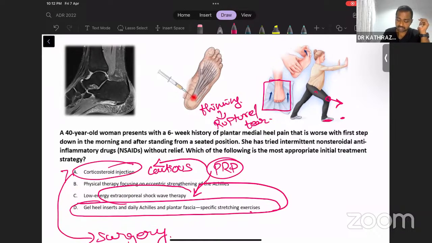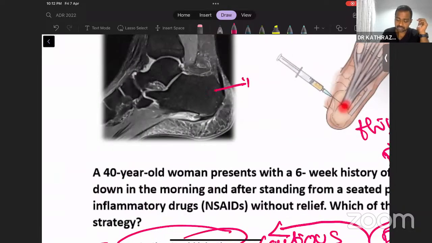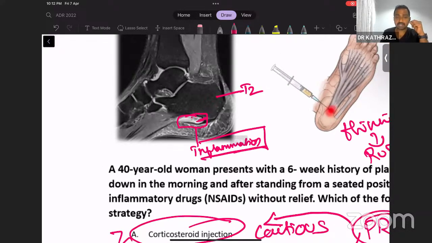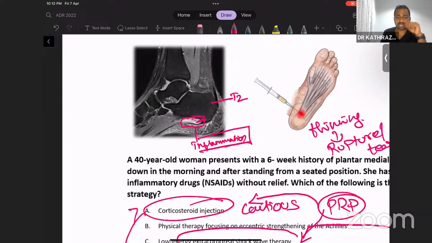Can you see the inflammation here? This is a T2 imaging. Can you see the spur here? And can you see the inflammation here? Okay, that is the calcaneal spur and the inflammation.